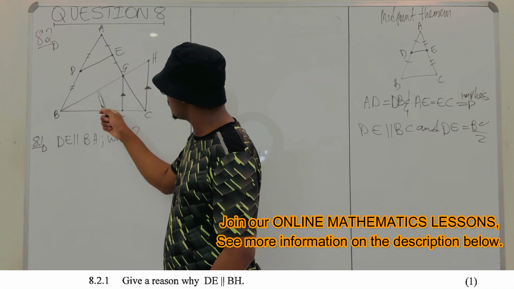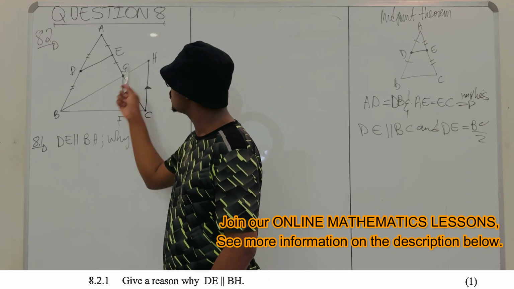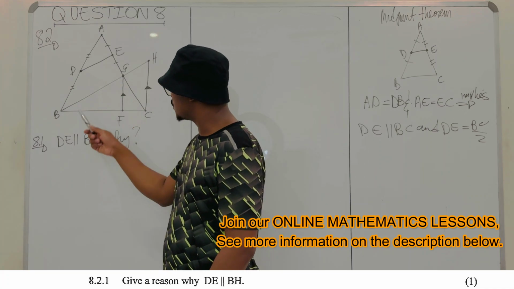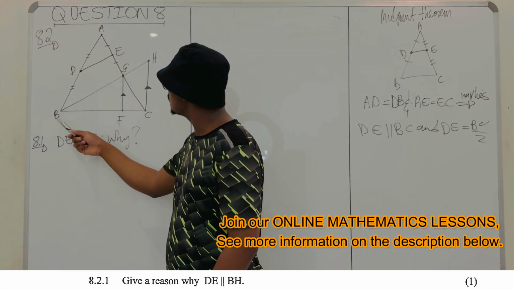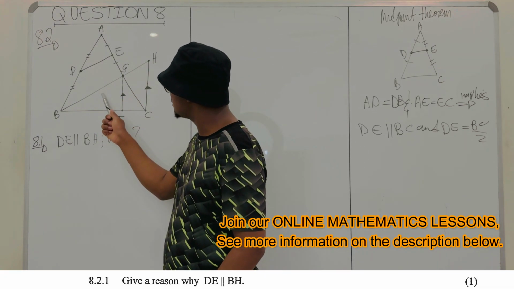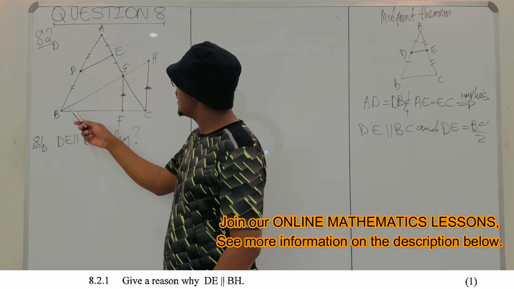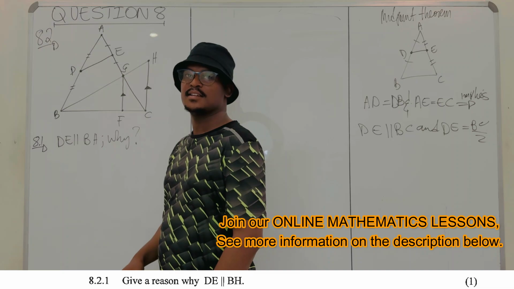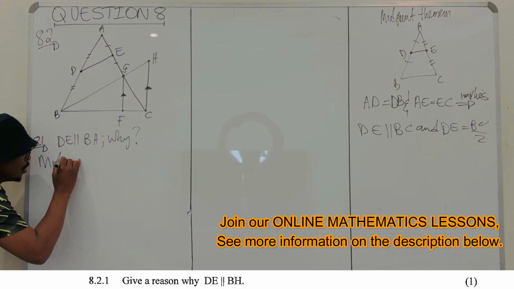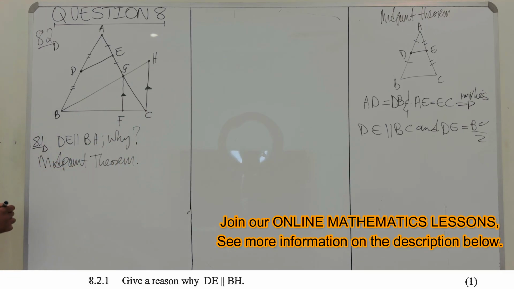So now if your DE is parallel to BG, which means your DE is also parallel to BH, which is what they're saying. The reason for DE to be parallel to BH is because of the midpoint theorem. Because by the midpoint theorem, your DE is parallel to BG, and BH is an extension of BG. Therefore, BH will also be parallel to DE. So the reason for this should be the midpoint theorem, which is what I just explained over there.